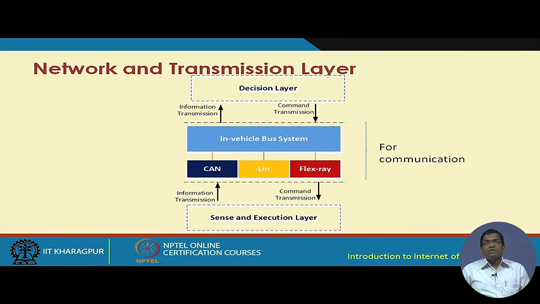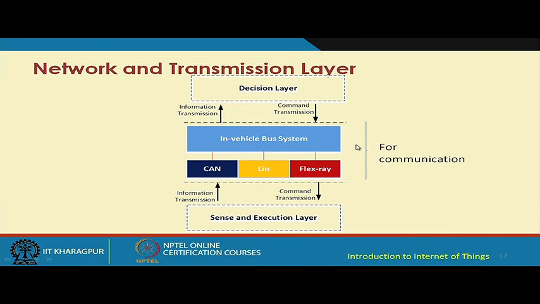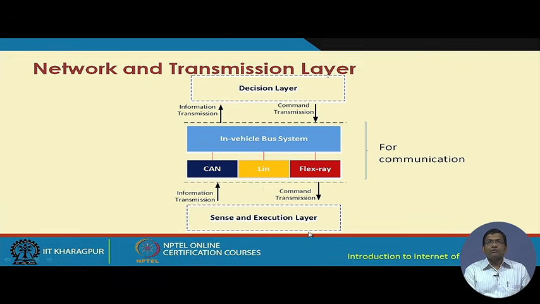The network and transmission layer looks like this. As the name suggests, it is used primarily for communication. The sense and execution layer is at the very bottom, and on the top we have the decision layer, and in between we have this communication layer, where there is an in-vehicle bus system.